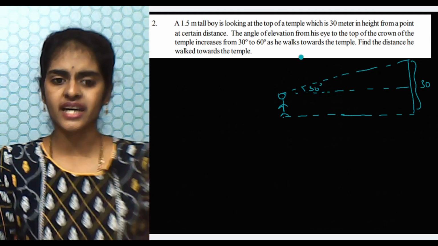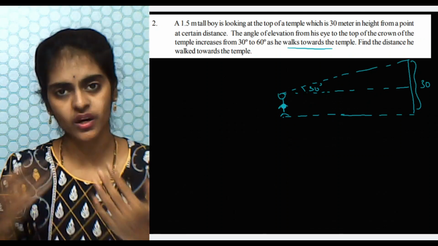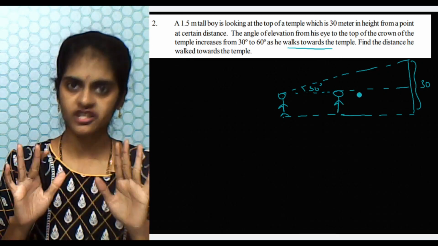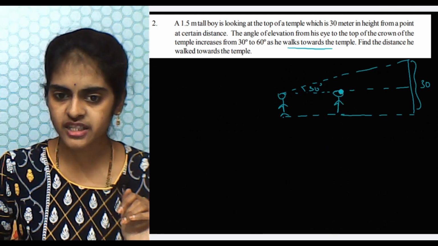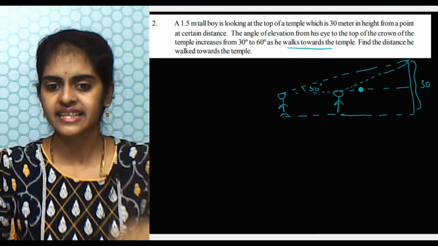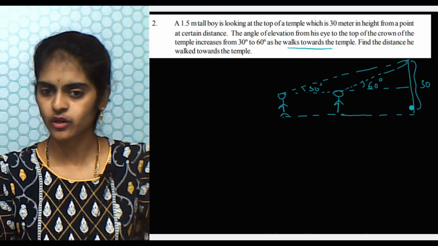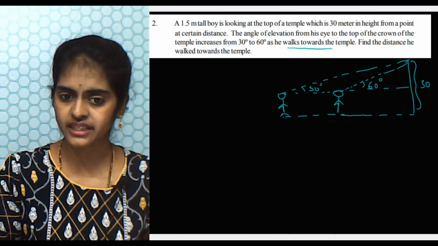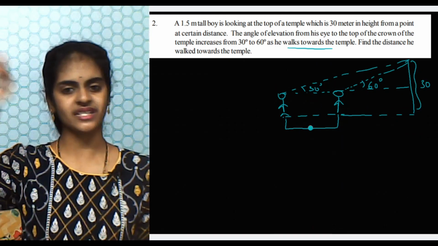Okay, now the boy has started walking towards the temple. That means from this point he started walking towards the temple. Suppose he is somewhere here now. Now the height of the boy will not change. He's just walking towards the temple, so the same height. Now from this point if he is seeing the temple, this is 60 degrees. So the angle of elevation is 60 degrees. So you have to find the distance he walked towards the temple. From this point he walked to this point. So you have to find this distance he walked towards the temple.